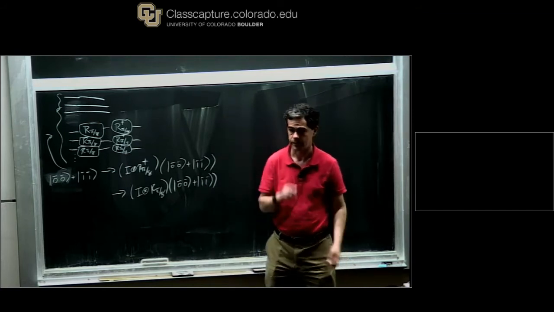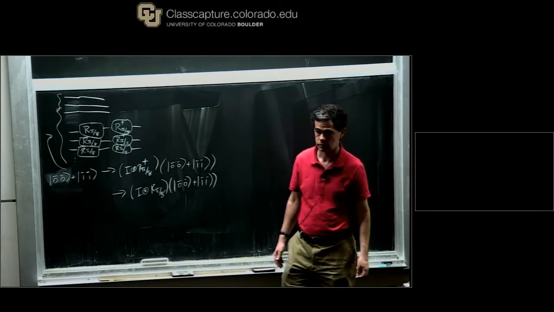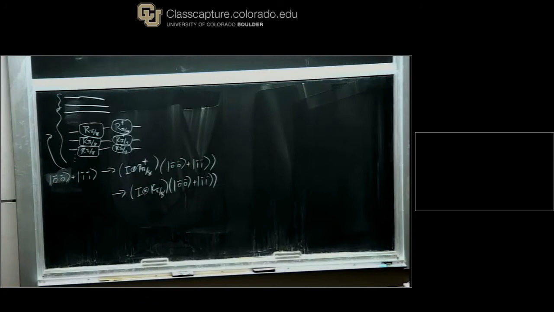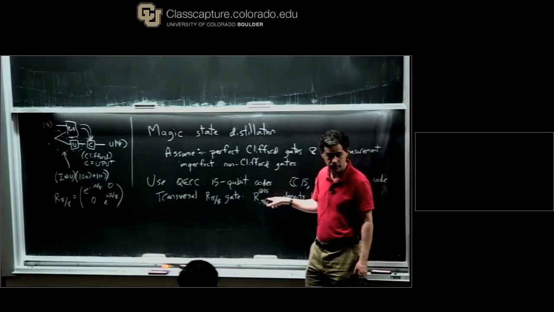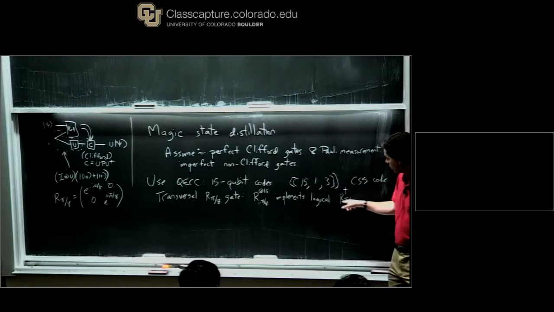Okay? Yeah? So in this code encoding, the r pi over 4 gate doesn't have a transversal implementation. Well, it does. And you can immediately see that it does, because if you do this twice, what are you doing? You're doing r pi over 4 tensor 15. And what do you get? We get r pi over 8 dagger times itself, which is r pi over 4 dagger.